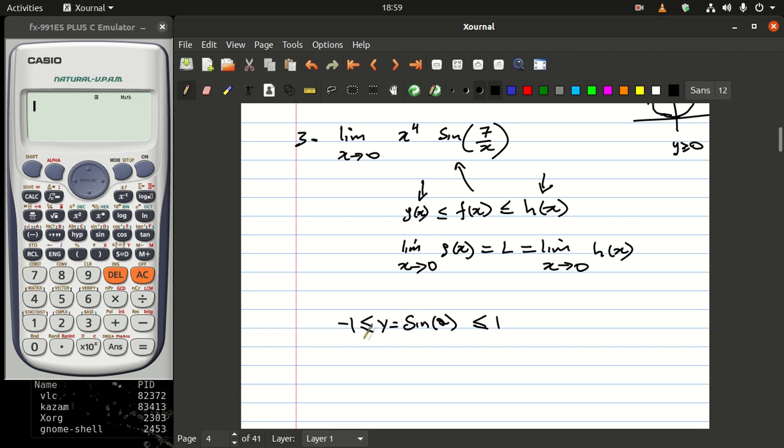So it's always going to be in between minus 1 and 1. But in this particular case here, the theta that is given is 7 over x. Whatever the value I plug here, I will get a value in between those two. I don't know for now what the value is, but I know that it is in between minus 1 and 1.